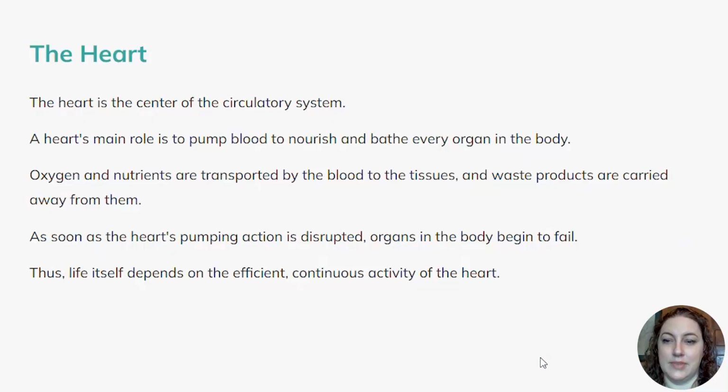The heart. The heart is the center of the circulatory system. The heart's main role is to pump blood to nourish and bathe every organ in the body. Oxygen and nutrients are transported by the blood to the tissues, and waste products are carried away from them. As soon as the heart's pumping action is disrupted, organs in the body will begin to fail. Thus, life itself depends on the efficient, continuous activity of the heart.